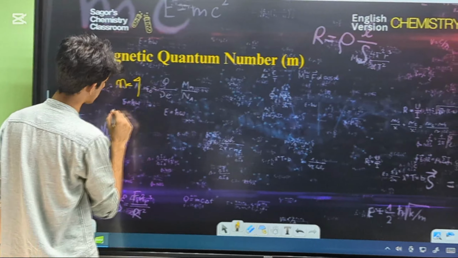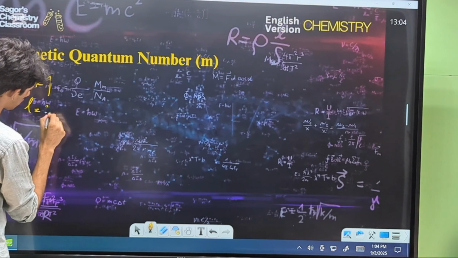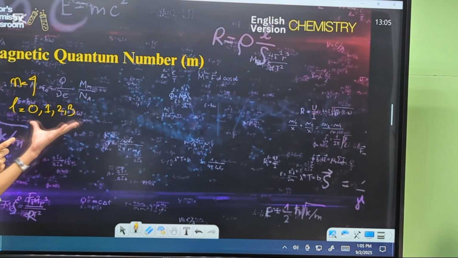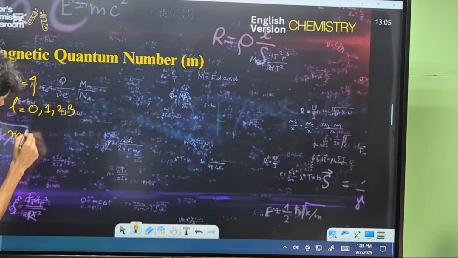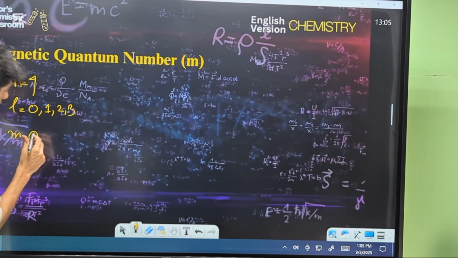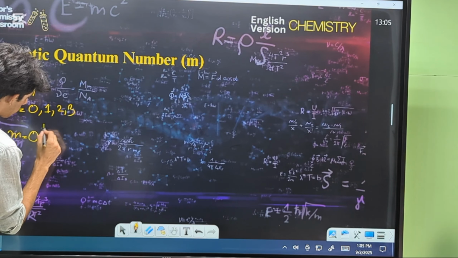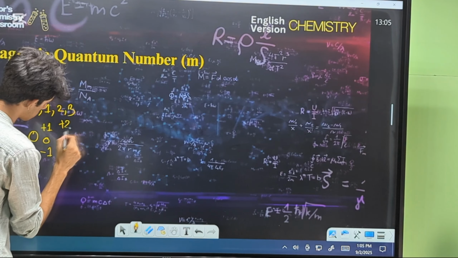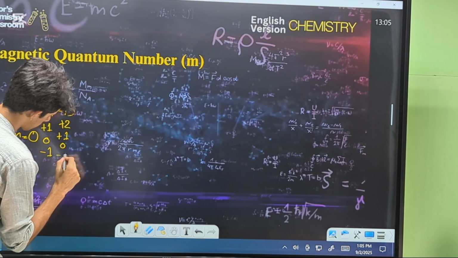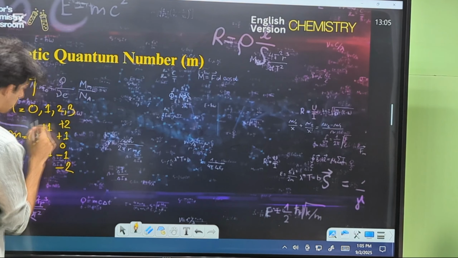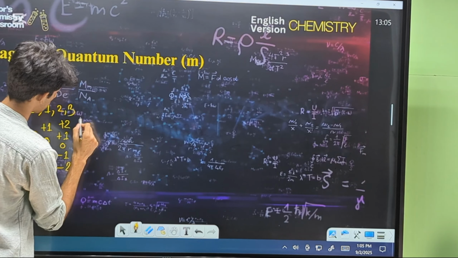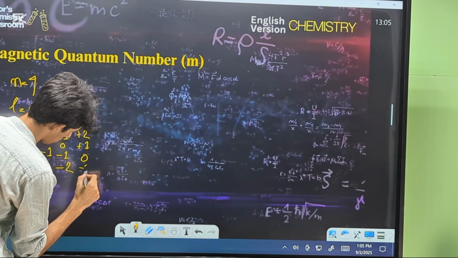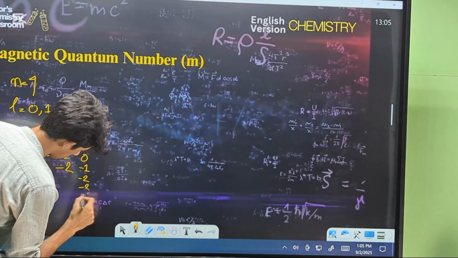If n is 4, then the value of l will be 0, 1, 2, and 3. For l equals 0, the value of m will be 0 only. For 1, the value of m will be +1, 0, -1. Then for 2, +2, +1, 0, -1, -2. And for 3, it will be +3, +2, +1, 0, -1, -2, -3.